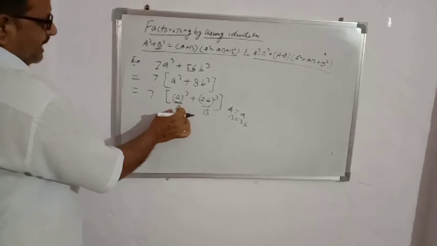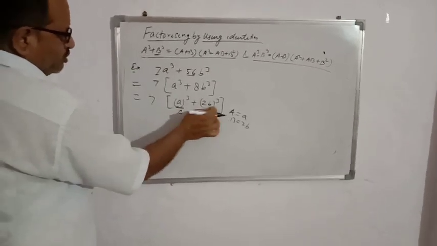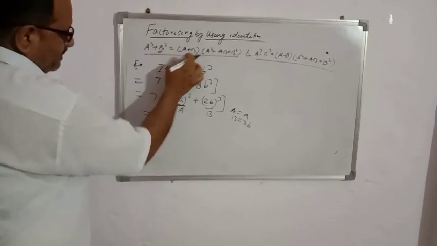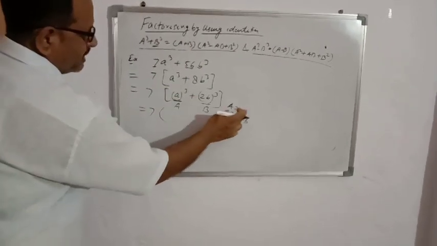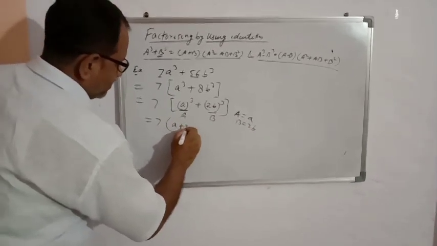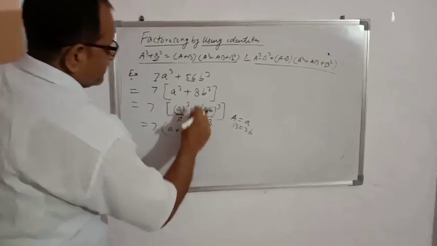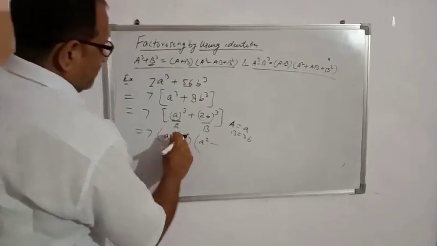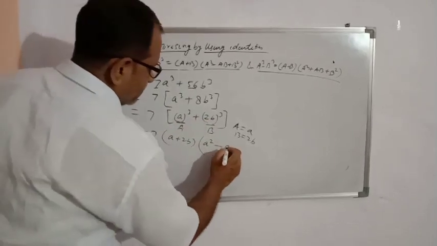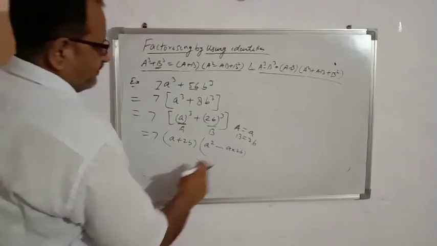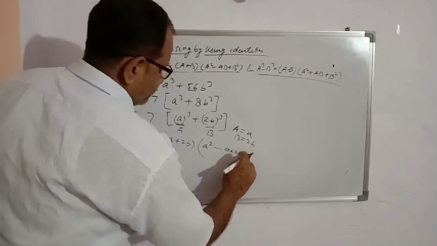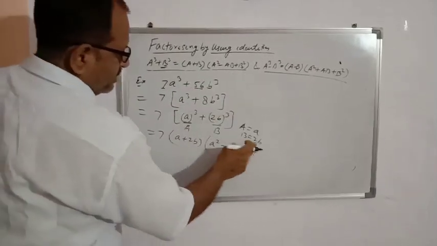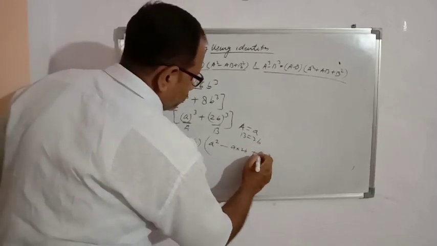So we can use here the identity a cube plus b cube. A cube plus b cube means in one bracket a plus b. A plus b means a plus 2b. In the other bracket, a square means small a square, minus ab. AB means a into 2b, plus b square. B is 2b, so we can write 2b square.